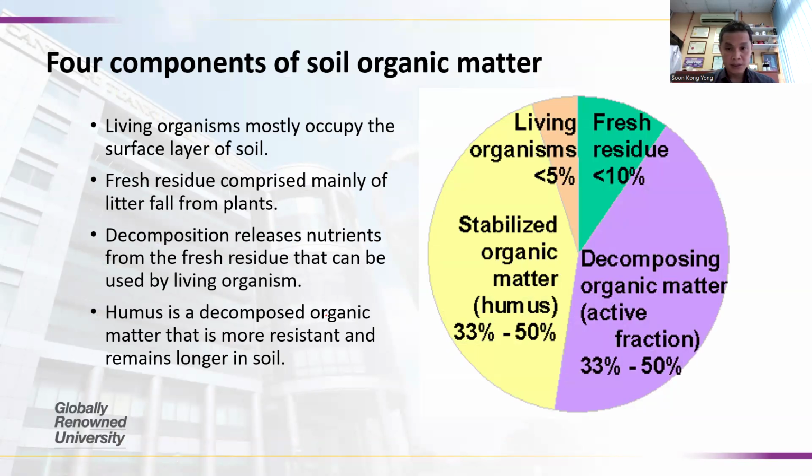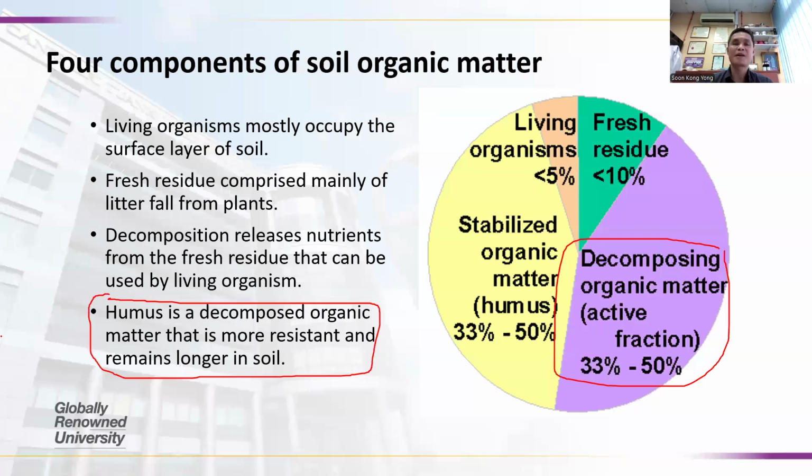We are here on the next slide talking about the components of organic matter. Like I've shown you earlier, living organisms consist of less than 5%, fresh residue less than 10%, and the majority of the organic matter in the soil is either the decomposing version or the stabilized ones, each of which can range from 33% to 50%, which is good. The more the better actually. Now why? Because eventually I'm going to go straight to the important part, which is, okay, I'm trying to find my cursor. Okay. The decomposing matter, which composes 50%, happens to be right here as well.